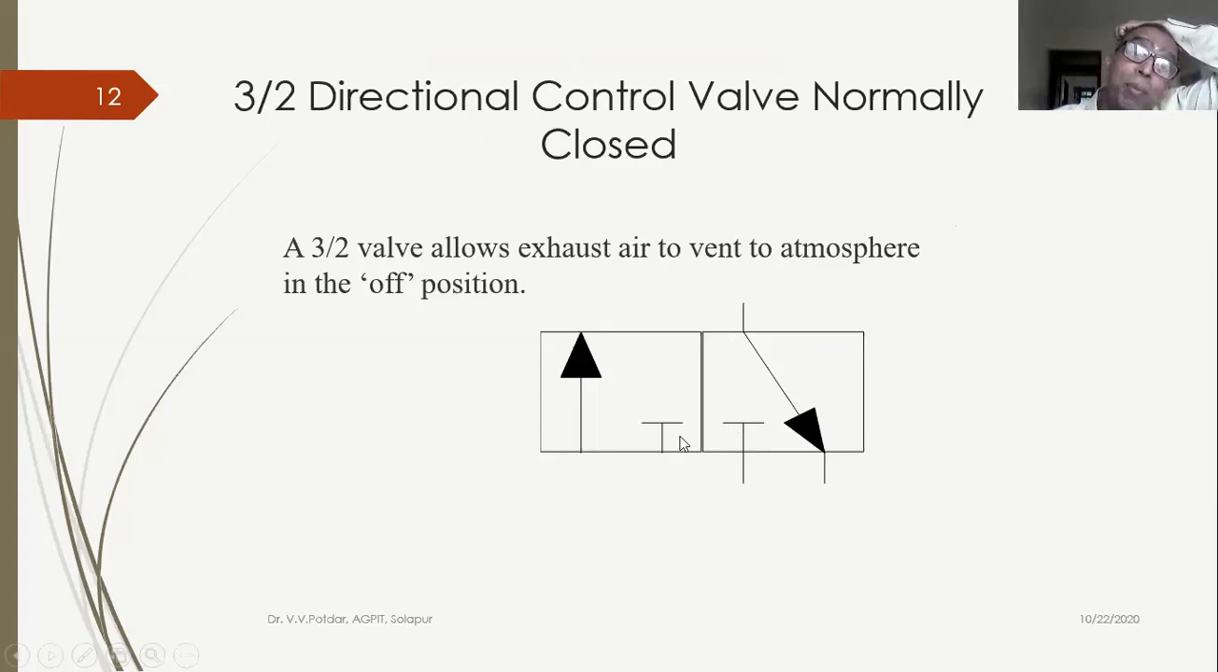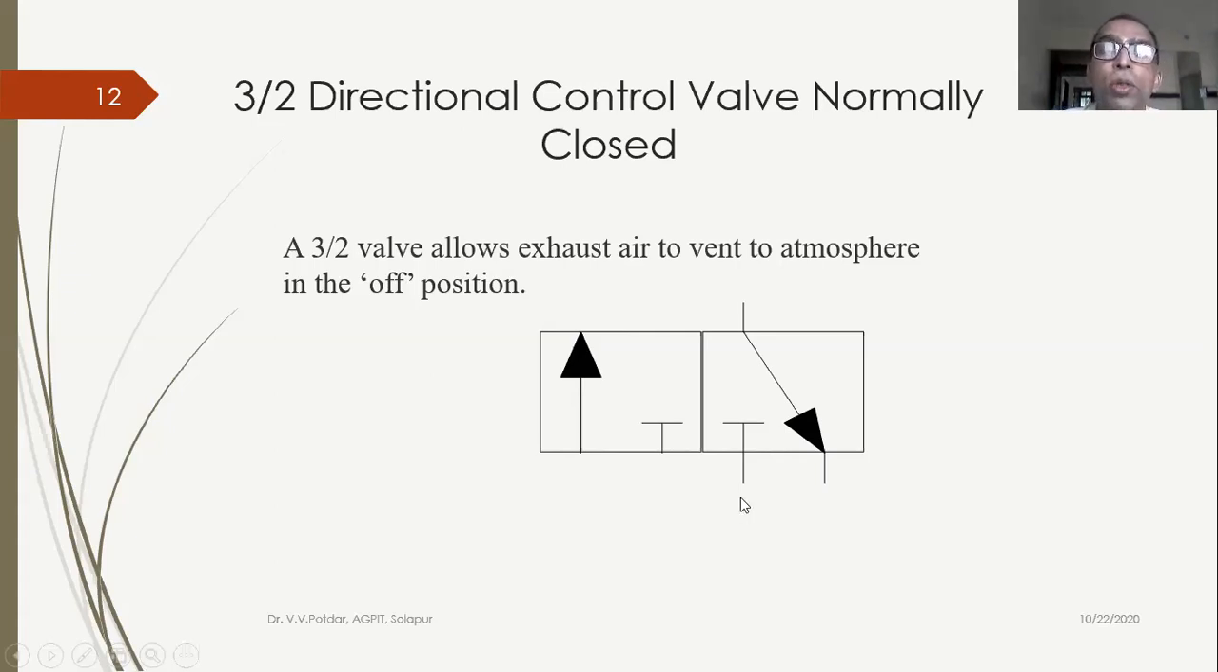3 by 2. Why 3 by 2? The number of ports is equal to 1, 2, and 3. And what are the positions? 2 positions. So this is a 3 port, 2 position, 3 by 2 directional control valve, which is normally closed. When it is actuated, when this is pushed, this will be aligned here and the supply air will flow to the outlet. A 3 by 2 valve allows the exhaust air to vent to atmosphere in the off position.